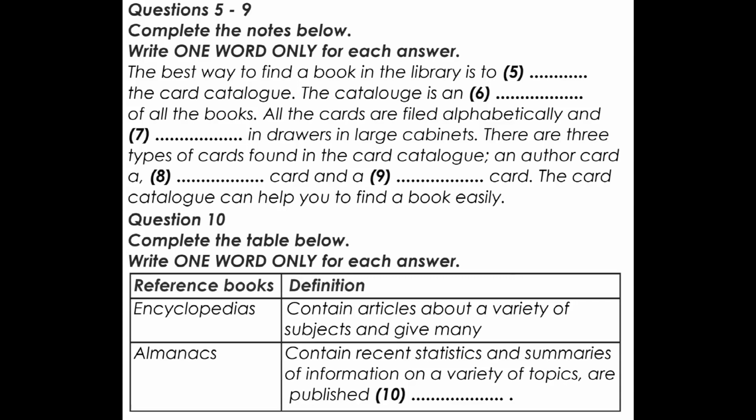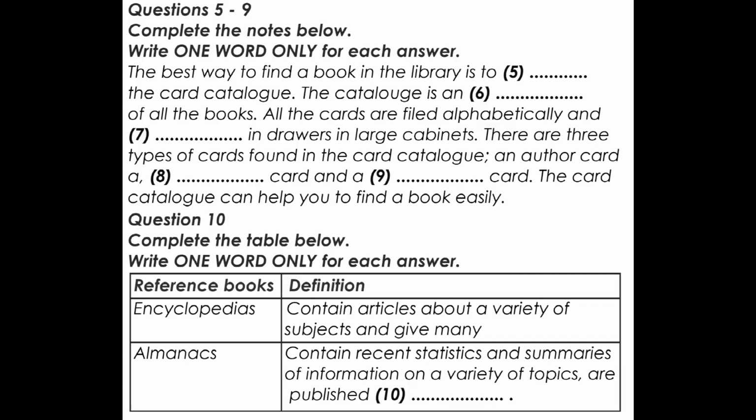For instance, if you wanted to find information about the moon, you would look in volume 8 of the encyclopedia pictured here. Next is atlases. An atlas is a book of maps. It may contain many different kinds of maps.